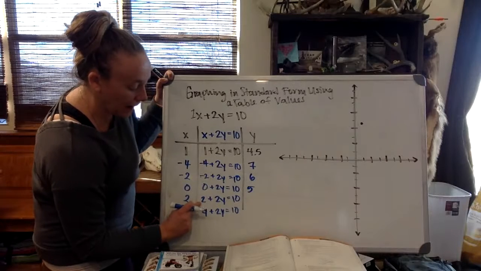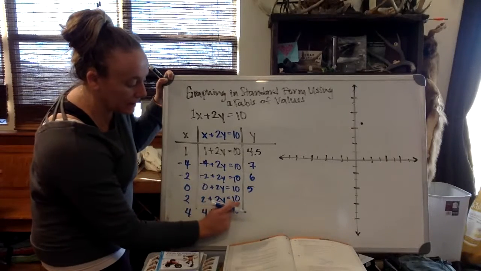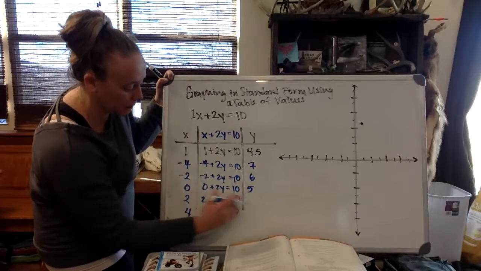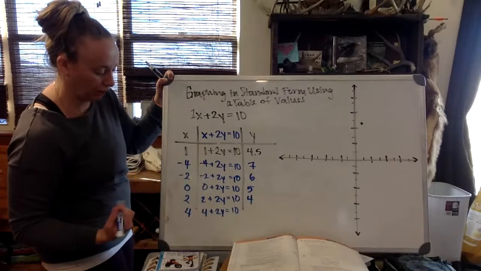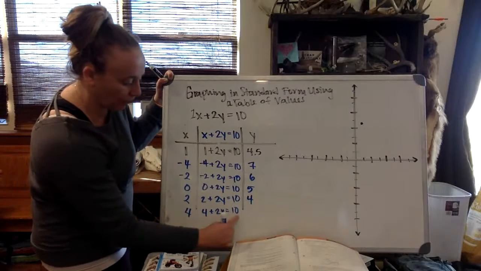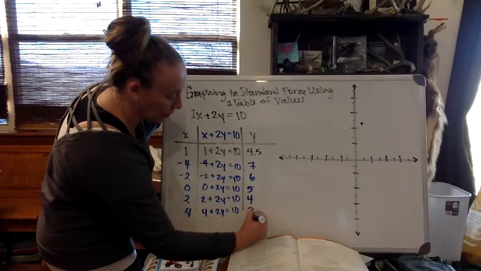I'm going to subtract 2 to make this 2 disappear. So I get 2y is equal to 8 when I balance this equation out. Divide by 2, and I get 4. 8 divided by 2 is 4. I'm going to subtract 4 from both sides, so I get 2y is equal to 6. Divide by 2, and I get 3.